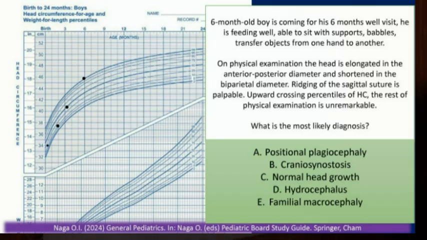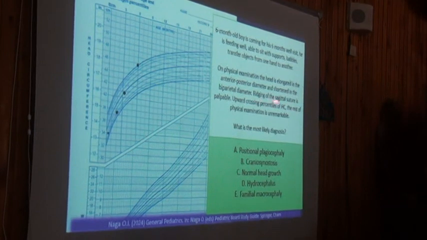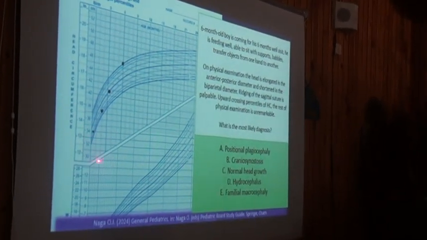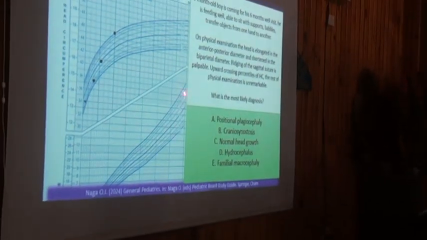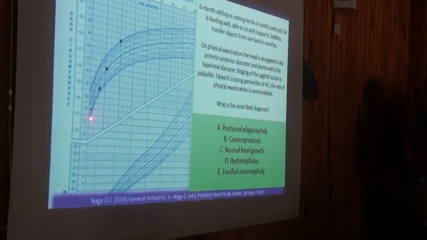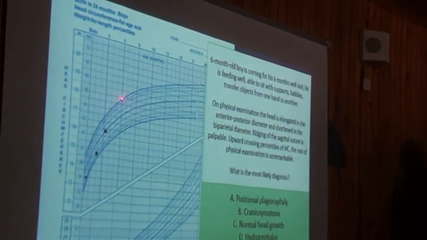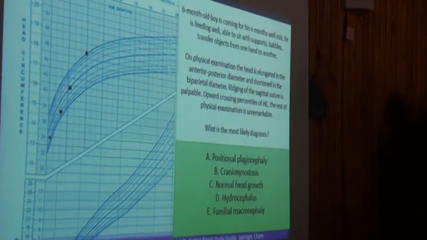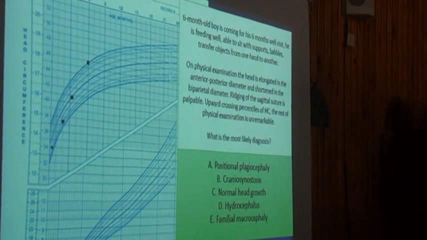Physical examination of the head is elongated, and the anterior posterior diameter is elongated and shortened in the biparietal diameter. Ridging of sagittal sutures is palpable. Upward crossing of percentiles. So his head, the first time this child came, was close to the 5th percentile, 10th percentile, 50, then 98. Just the crossing. So the shape of the head plus crossing percentile upward was really concerning.